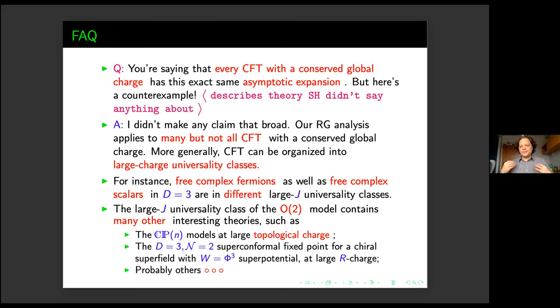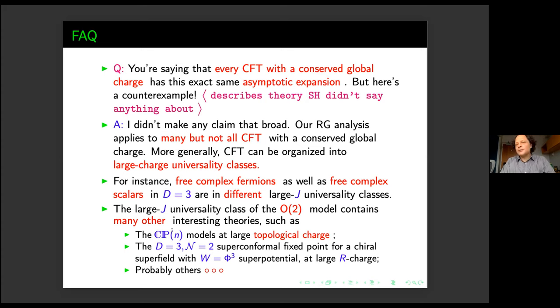More generally, CFTs with global symmetries apparently can be organized into large charge universality classes, which coarse grain the theories to a certain extent, but still have distinct universality classes. But I will say that so far as we know, and conjecturally we think this is true, that all theories with only an O(2) global symmetry and no more than that, but also with parity symmetry, so no parity breaking, so far it appears that these are all in the same large J universality class as the O(2) model.